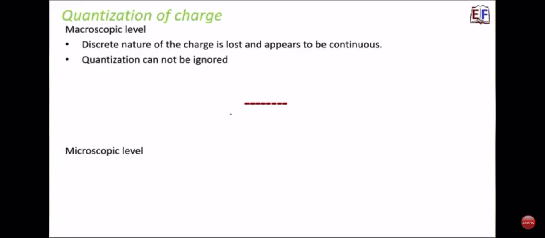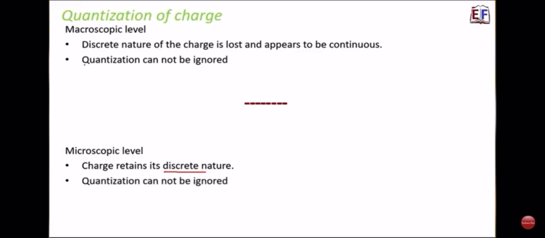But actually, when we look at it at the microscopic level, we see that it is discrete in nature. So if we say that a particular object has this much charge, that actually means that the total charge of all the electrons that it has is this much, right? So basically it is discrete in nature. But in any of these cases, quantization cannot be ignored. At the macroscopic level also, it seems as if the discrete nature is lost, but actually the discrete nature is not lost. And obviously at the microscopic level, the quantization cannot be ignored. So quantization of charge is universal.